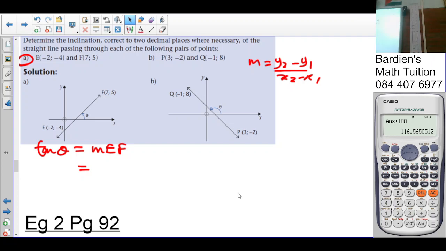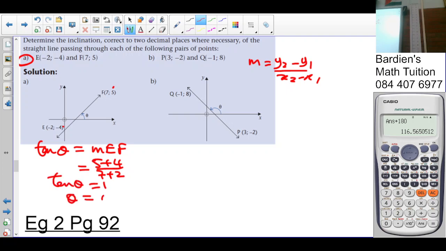Alright, so what do we get? 5 minus minus 4 over 7 minus minus 2, which gives us 9 over 9, which is 1. So arctan of 1 is 45 degrees. You all agree with that? Okay.